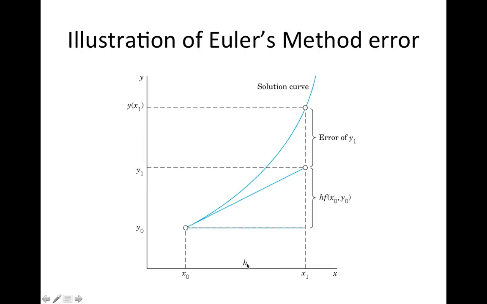Notice that as our step size gets smaller and smaller, the error is less and less between the solution curve and the solution based on Euler's method. So it is an algorithm-based method. It does generate a set of solutions. The accuracy of the solutions is really dependent on the step size.